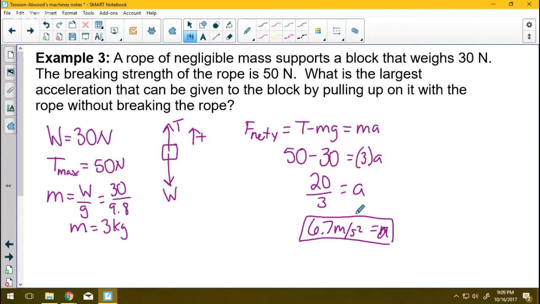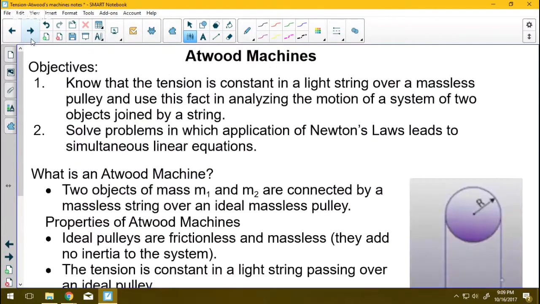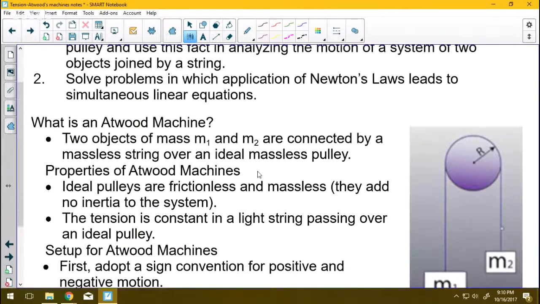So now we're going to go over Atwood machines. The objective of this section of the notes is to understand that tension is constant over a massless pulley, and we're going to actually set up how to solve problems for the Atwood machine.